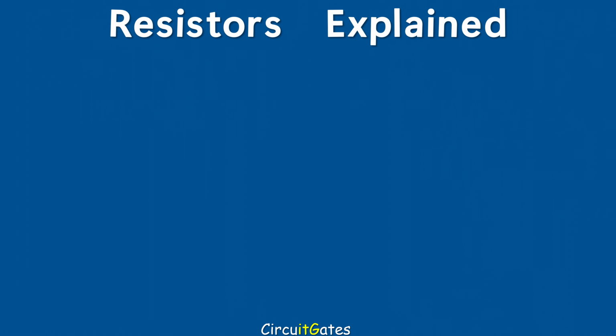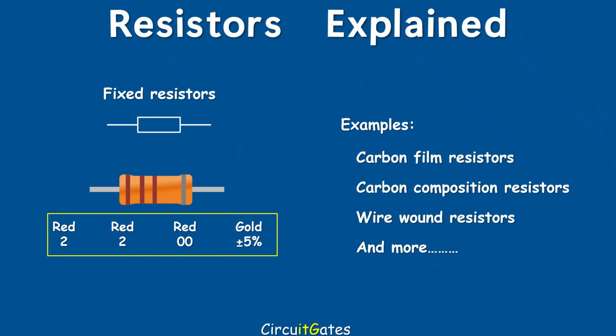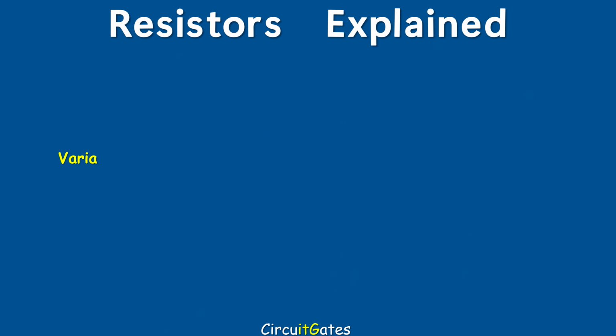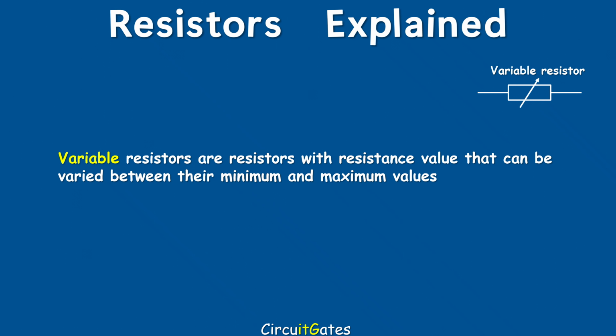Linear resistors are grouped into fixed and variable resistors. Fixed resistors are resistors with resistance value that cannot be varied. These are resistors manufactured with a specific resistance value. Examples of fixed resistors include carbon film resistors, carbon compound resistors, wire-wound resistors, and more. Variable resistors are resistors with resistance value that can be varied between their minimum and maximum values. Examples of variable resistors include rheostats and potentiometers.